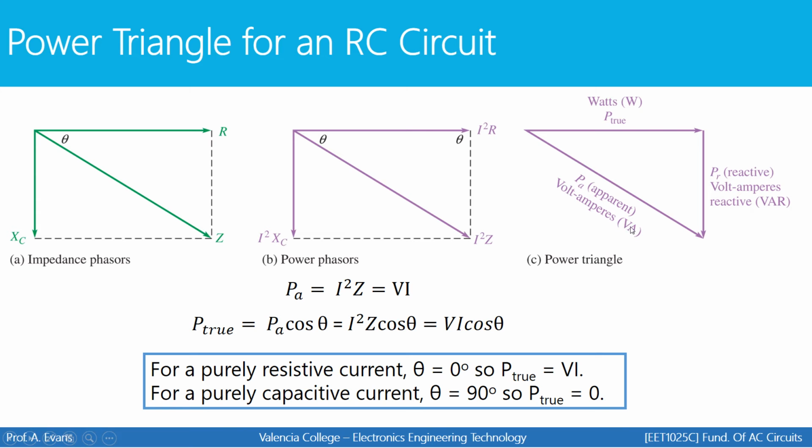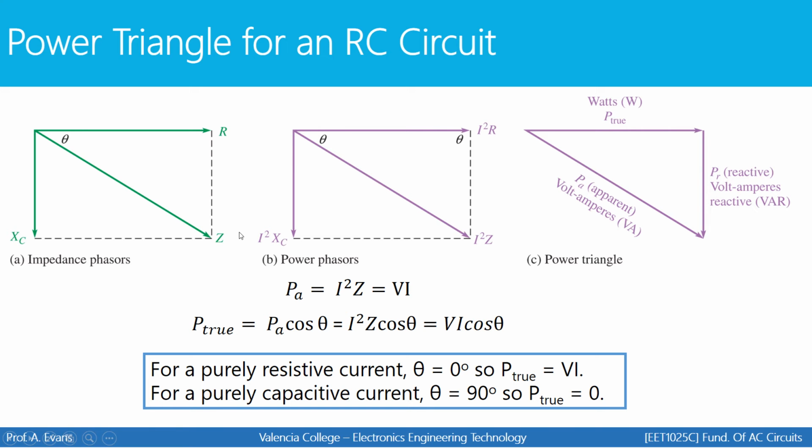So the power triangle is created by looking at the true power that's dissipated when you have a resistor, the reactive power that's dissipated when you have an inductor or a capacitor, and then what we call the apparent power, which is how we look at the circuit as a whole, as a combination of both true and reactive power. So we can use some trigonometry to manipulate the power triangle to find different values.